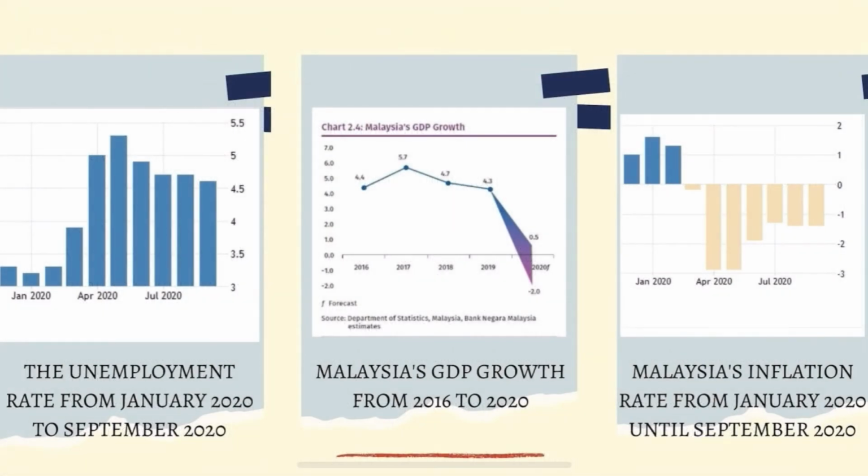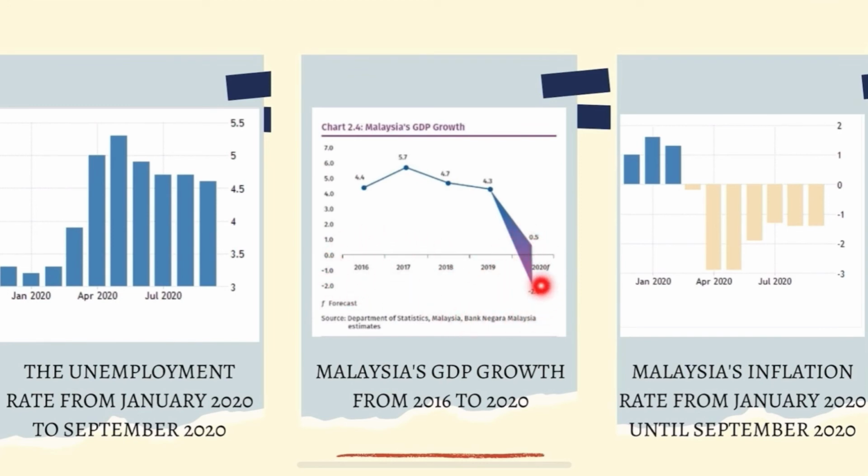These three graphs show how badly the pandemic has impacted Malaysia. The first graph illustrates the unemployment rate from January to September 2020. During the COVID-19 pandemic, the unemployment rate shows a double increase from the period before the pandemic in January. The unemployment rate in January is 3.2%, while in May it doubles to 5.2%.